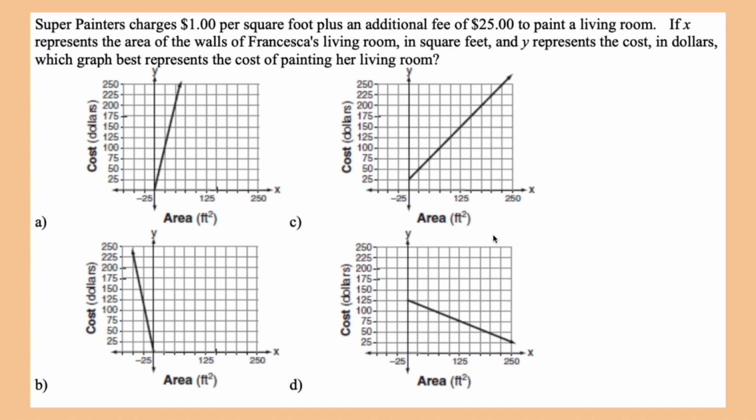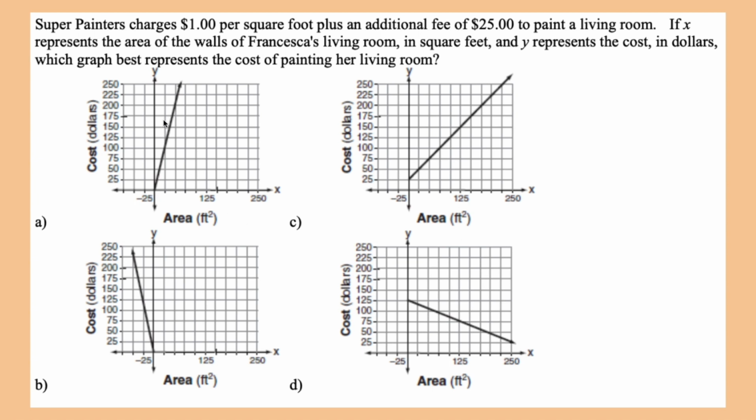So now we're going to do this question together. It says, Super Painters charges $1 per square foot plus an additional fee of $25 to paint a living room. If X represents the area of the walls of Francisca's living room in square feet and Y represents the cost in dollars, which graph best represents the cost of painting her living room?